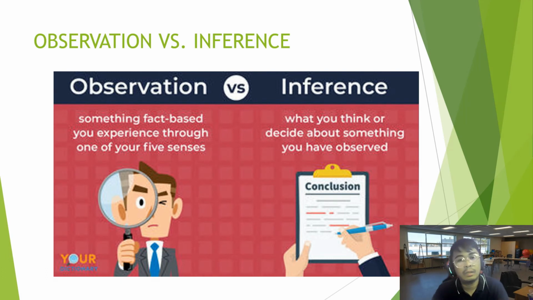So let's have this. Observation versus inference. Here, we present the difference between the two. As said in the previous slide, observation is something that is fact-based. Meaning to say, you use your 5 senses. Remember those 5 senses. For inference, it is what you think or decide about something you have observed. So meaning to say, inference just follows after observation. Okay? So you deduce something from your observation. That's how you do some inference. We will be giving examples later.